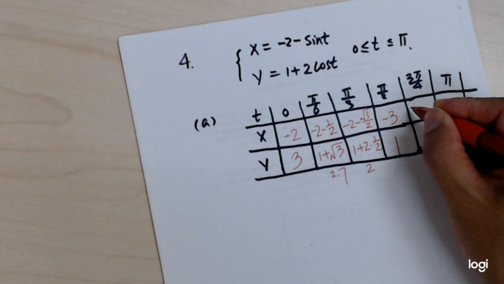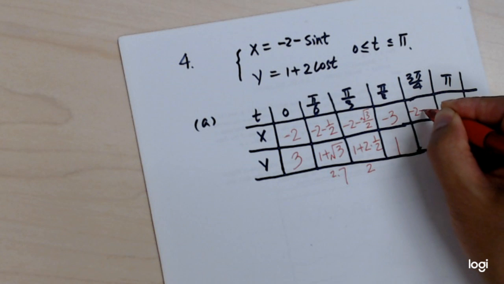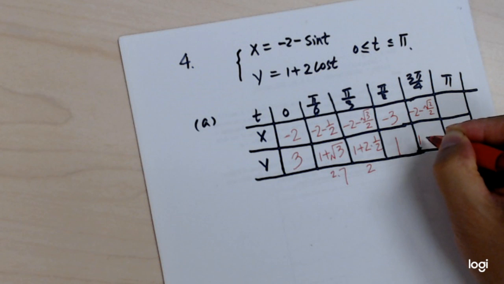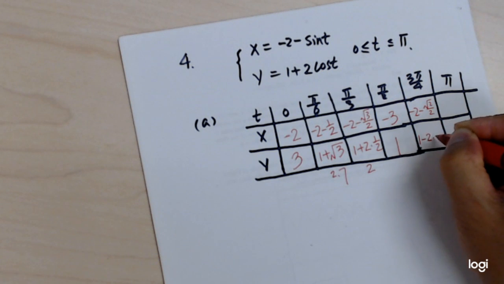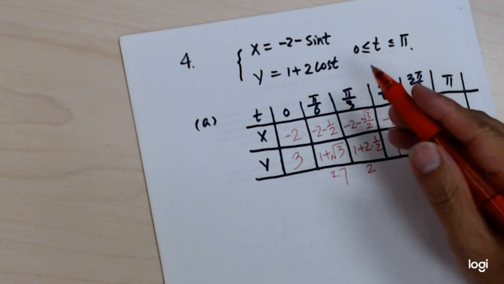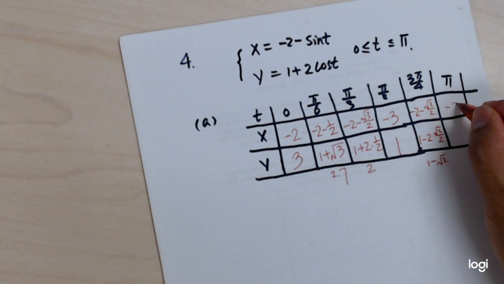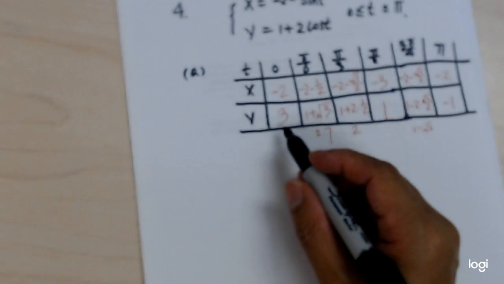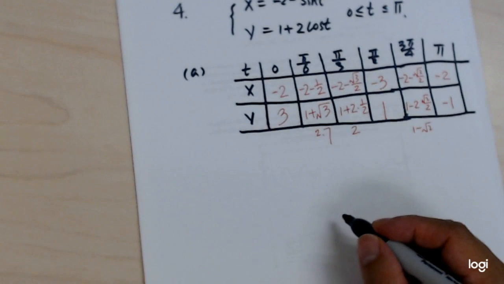3 pi over 4. 1 minus 2 times the square root 2 over 2. So that's actually 1 minus square root of 2, okay, which is around negative 0.4. Pi, sine pi is 0, that makes this guy negative 2. Cosine pi is negative 1, that makes this guy negative 1. So the y value keeps dropping, going all the way from 3 to negative 1.